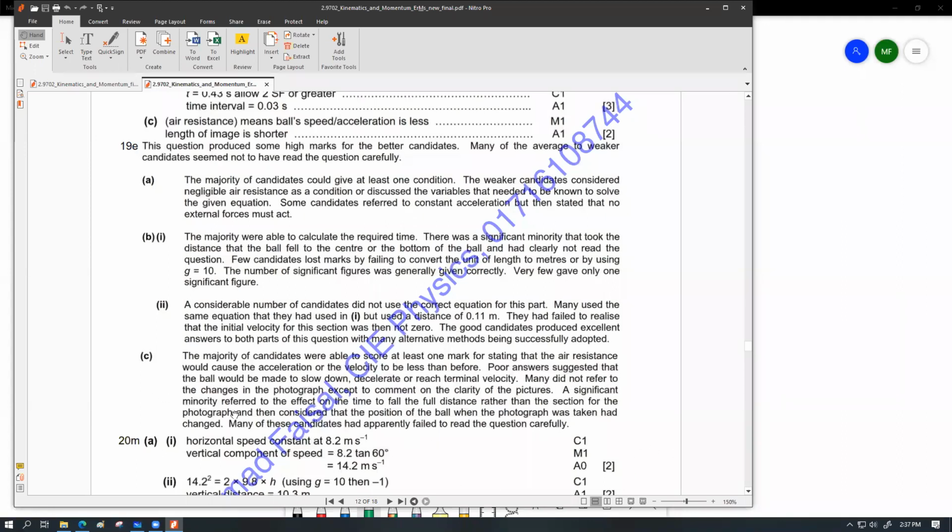Then it says a significant minority referred to the effect on the time to fall the full distance rather than the section of the photograph, and then considered that the position of the ball when the photograph was taken had changed. So this is the error that I was making in the first place. Then the last sentence: many of these candidates had apparently failed to read the question carefully. Yes, I failed to read the question carefully as well. So there are lots of typical and traditional problems that you can see here.